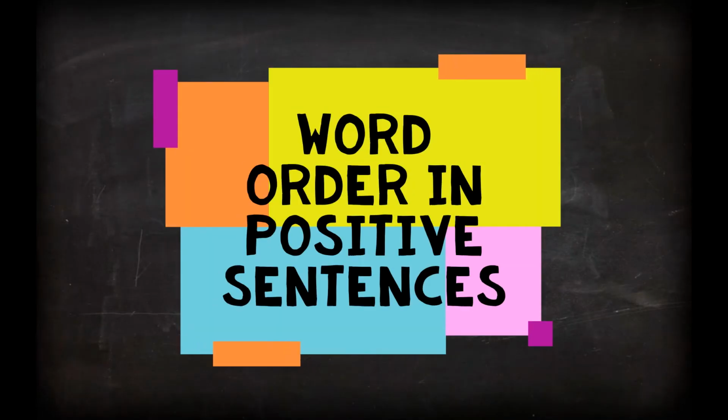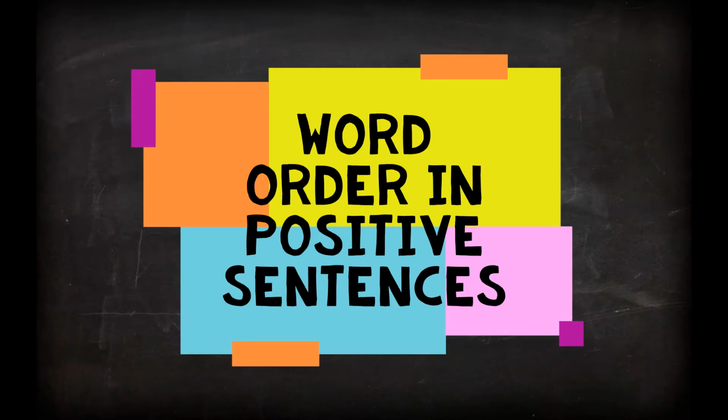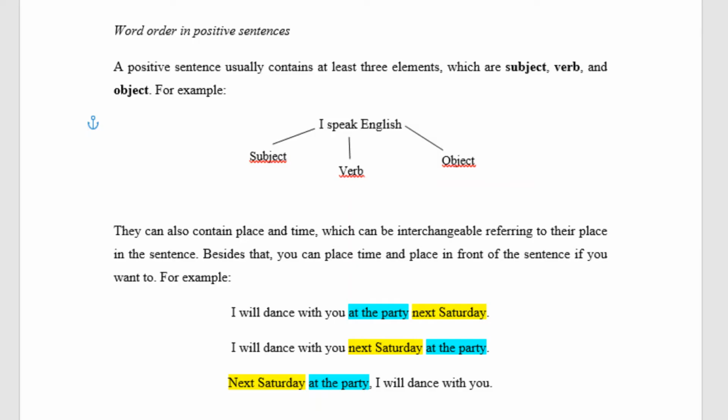First of all, we are going to talk about word order in positive sentences. A positive sentence usually contains at least three elements, which are subject, verb, and object. And here we have an example. I speak English. The subject I, the verb speak, and the object English.